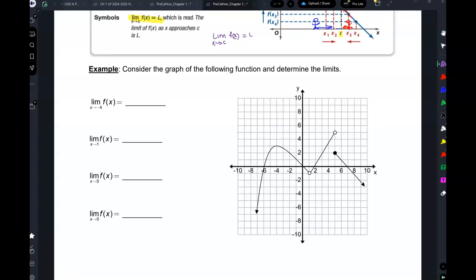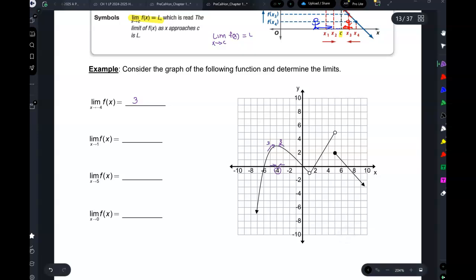So let's take a look here. And now we're going to look at the limits, not the values, just the limits. So for the first one, we're being asked the limit of f of x as x approaches -4. Okay, so -4 is here. As I approach -4 from the left, the y value is approaching what number? 3. As I approach from the right, the y value is approaching what number? 3. Because from the left and the right, the y value is approaching 3, I just say the limit is equal to 3.